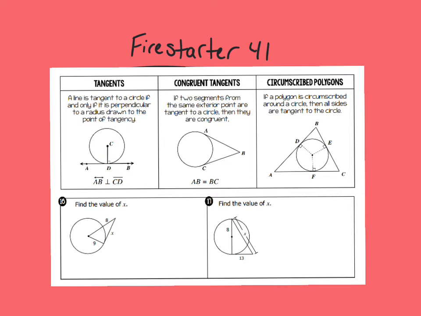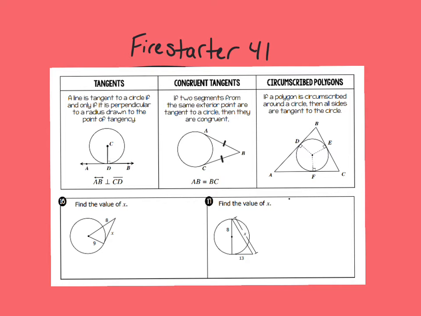The other one that's going to be important: if two segments from the same exterior point are tangent to a circle, then they are congruent. So they're saying AB right here is congruent to BC. Alright?